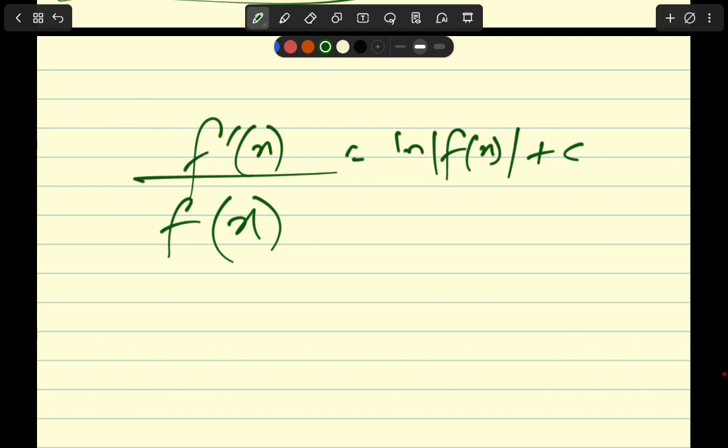Okay, now let's try to do a question. Let's say that you're given 6x plus 1 in the numerator.